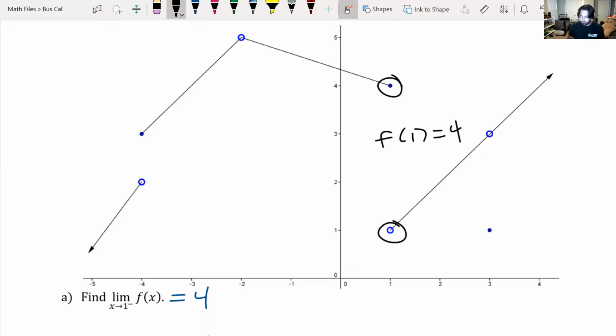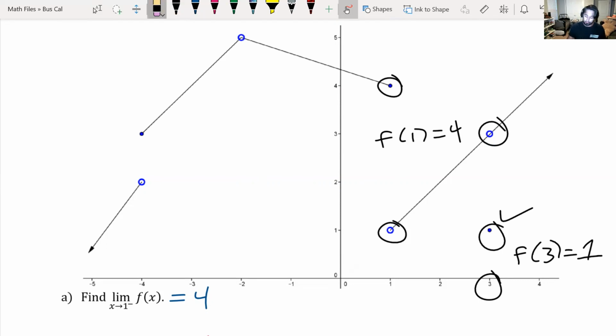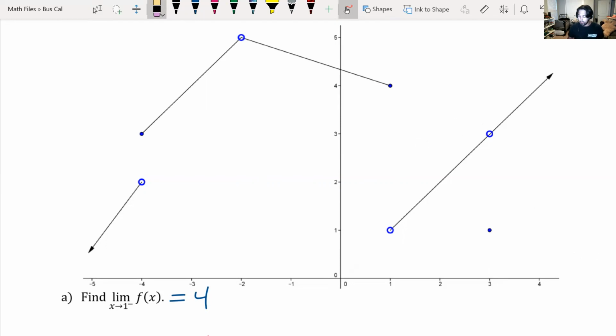That would be the same thing if we did it here. If I said, what is f of 3? Do you state this point or that point? Do you state the defined point or the undefined point? And we would state the defined point. So f of 3 would be 1. So that's what we're doing here. So with that being said, f of 1 is 4.